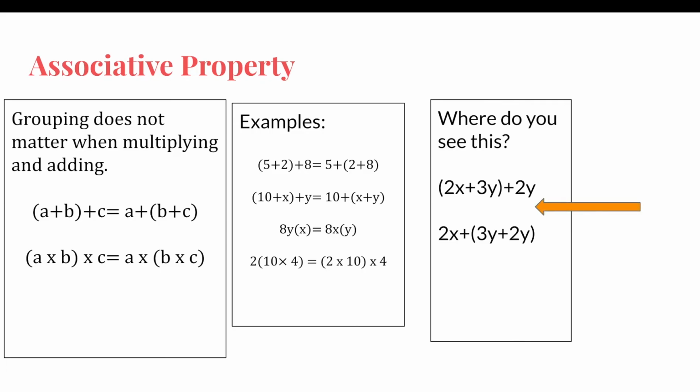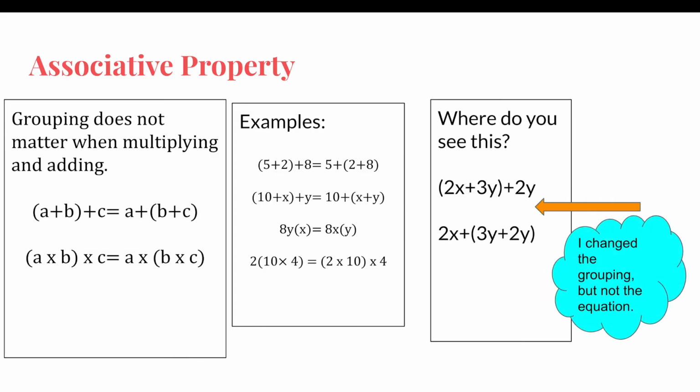Where do you see this? Well, if you're combining like terms, you might say to yourself, if you saw 2x plus 3y in parentheses, well, they can't be grouped. But I know that I can group 3y and 2y. So I'm going to regroup those together using the associative property. I change the grouping, but not the expression.